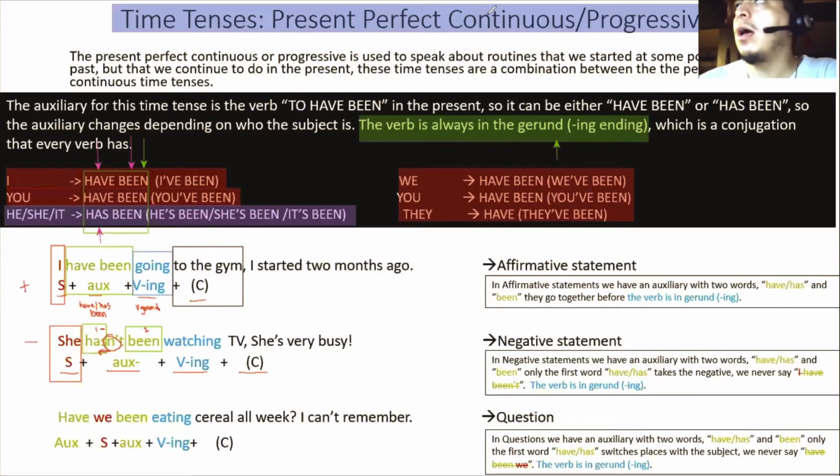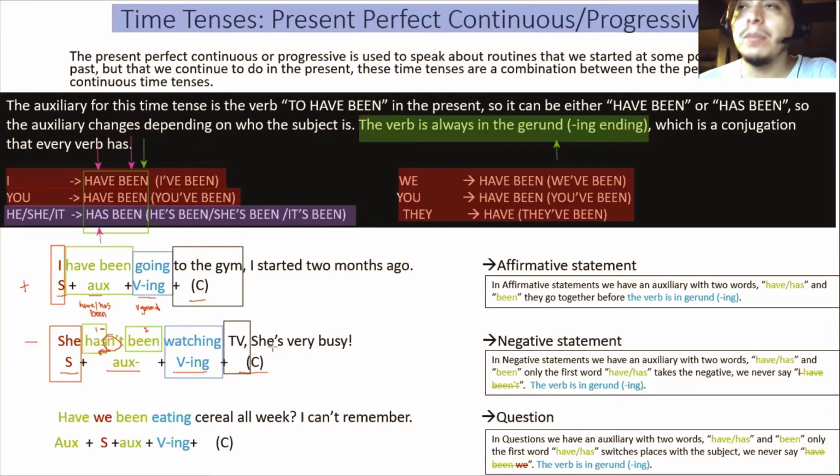And then we have our verb. The verb is always in the ing form. So: subject, auxiliary with negative, but only the first part of the auxiliary is taking the negative, verb with ing, and in the end, we have the complement. The complement in this case is TV. She has been watching TV. Yeah?